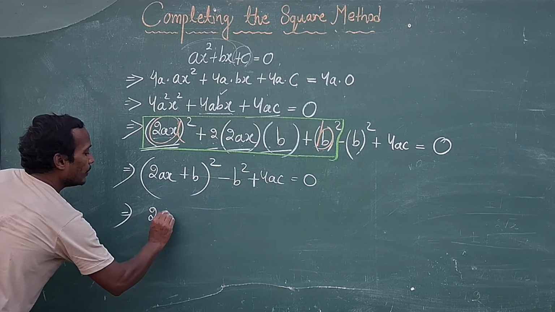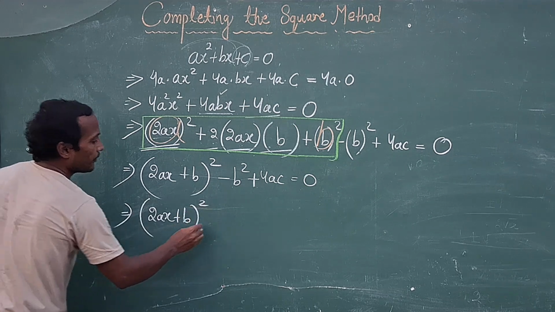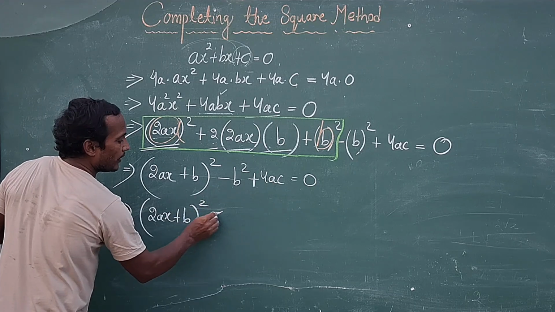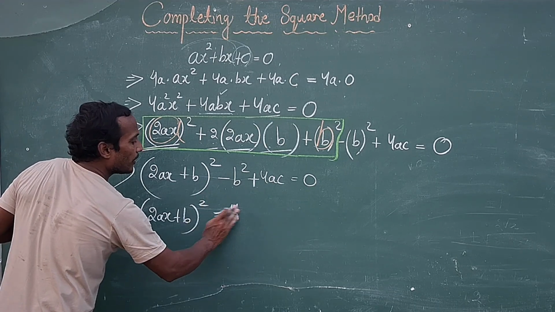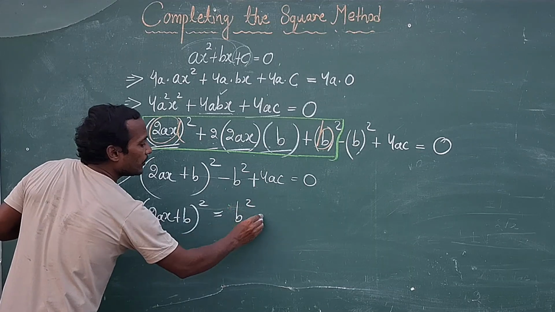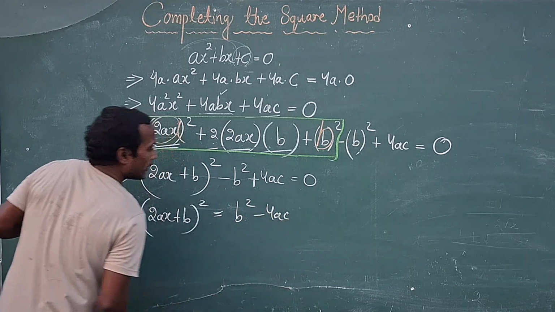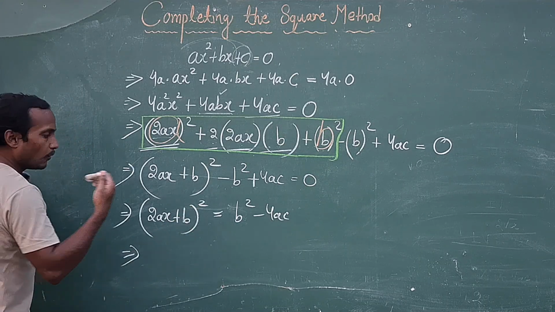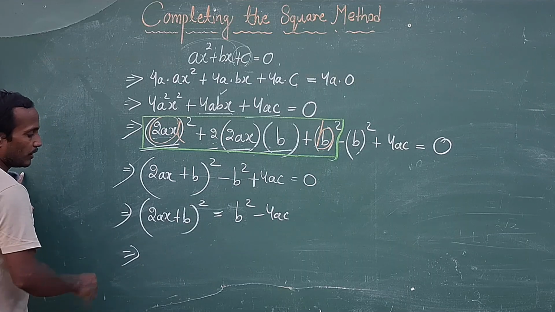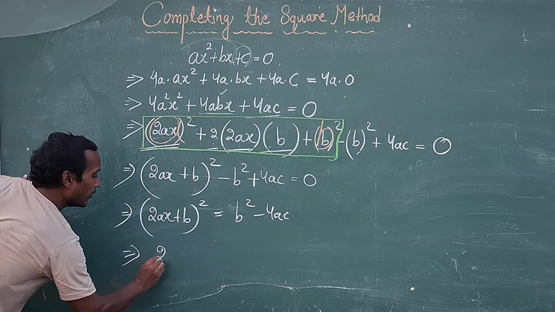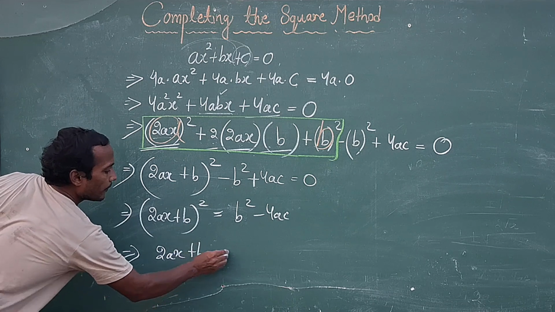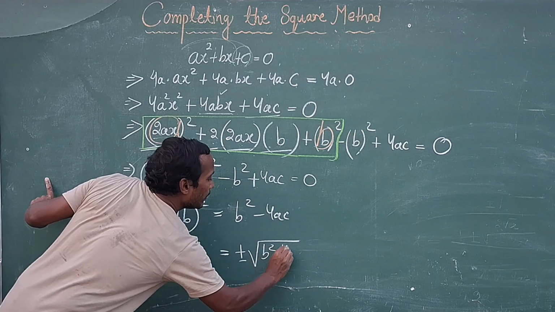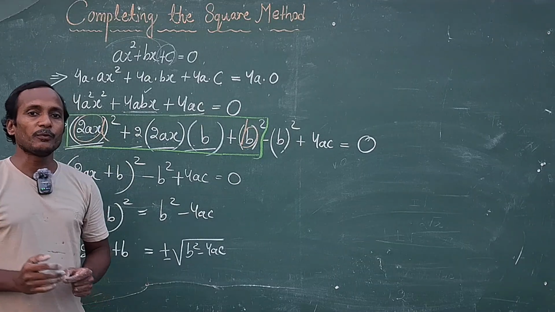Okay, first of all, (2ax plus b) whole square I'm writing here on left side, and let me shift minus b square plus 4ac to right side. Minus b square, when it goes to right side, becomes plus b square, and plus 4ac becomes minus 4ac. Now I want to remove the square, so when I remove the square, the right side will have square root. In other words, taking square root of both sides gives me 2ax plus b equals plus minus square root of b square minus 4ac.